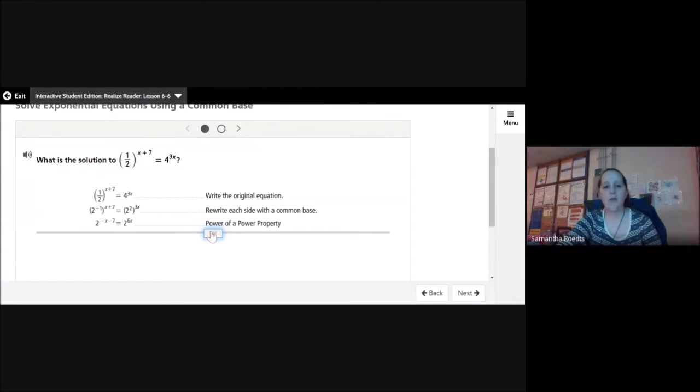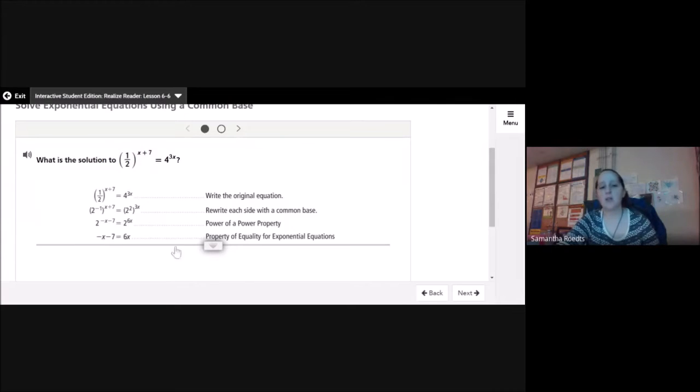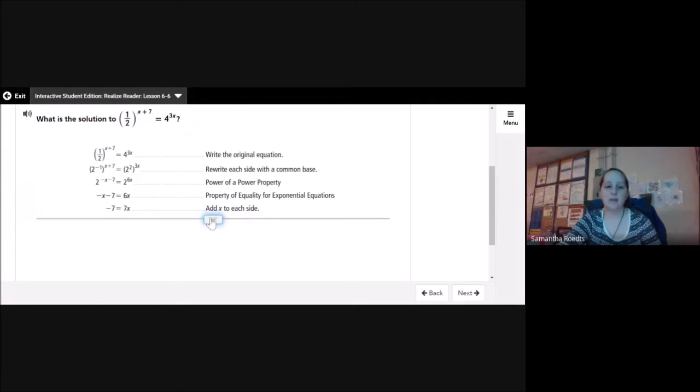By the power of a power property, this becomes 2 to the negative x minus 7 equals 2 to the 6x. Because they have the same base, their exponents have to be equal. So negative x minus 7 equals 6x. Then I add x to each side, and then divide both sides by 7. So that means x equals -1.